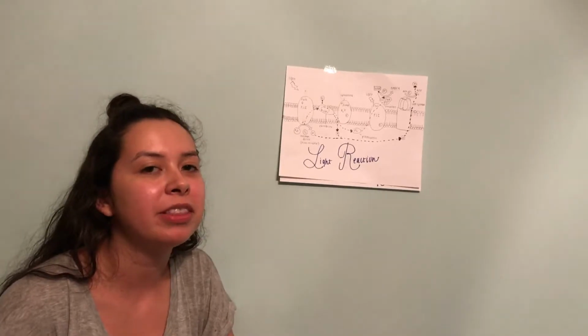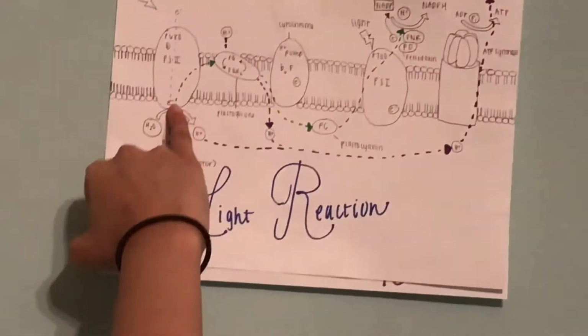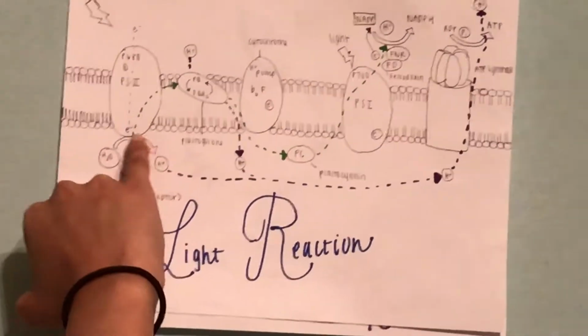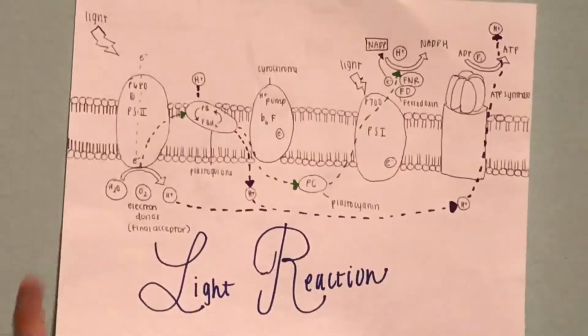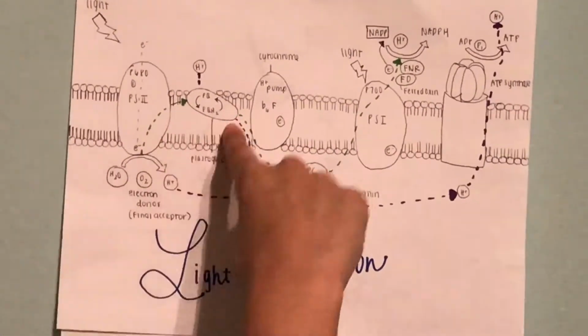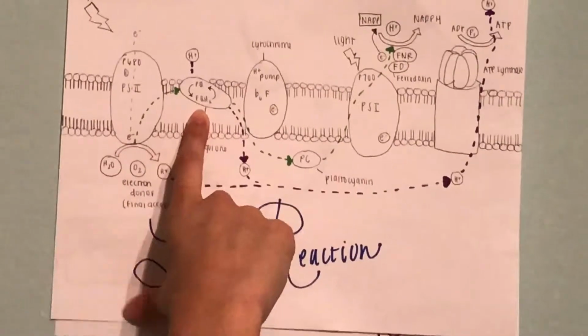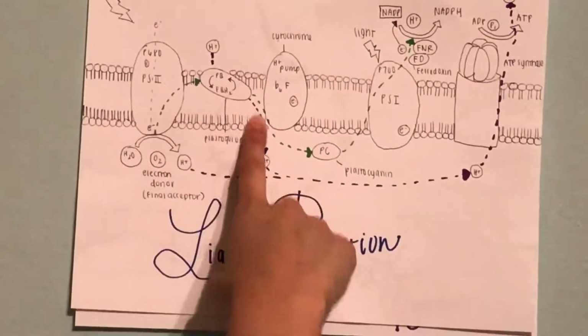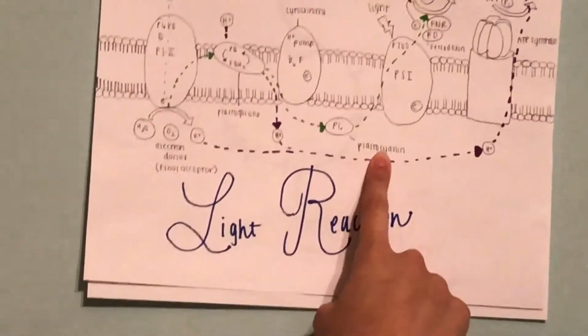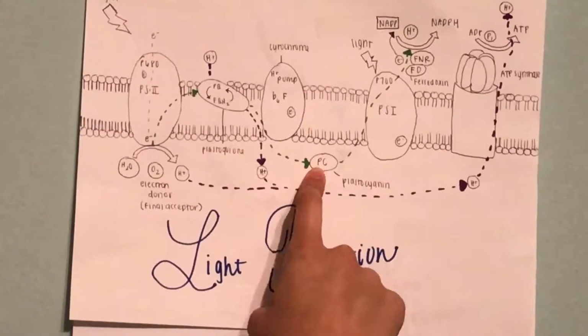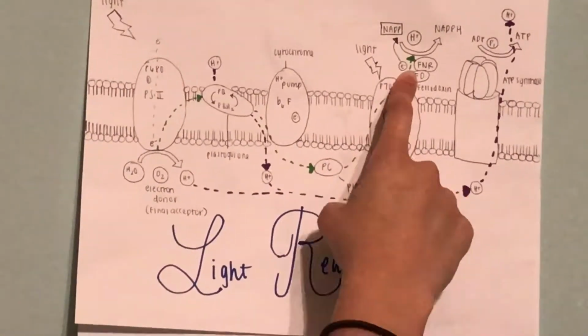We're going to start with light hitting photosystem 2, and it's going to make that electron jump straight up, and it's going to bounce off into the plastocation, which is also known as the H plus pump. From then, it's going to transfer to the plastocyanide, which is also a mobile electron carrier, and it's going to take it to the ferredoxin.